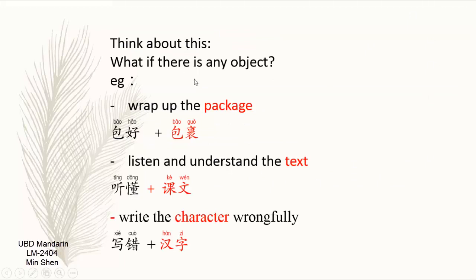Think about this. What if you want to use an object together with this kind of structure? For example, we already know how to say wrap it up well, 包好. What if we want to say wrap up the package? Next one, we already know how to say listen until you understand it. What if we want to say you listen to the text and you understand it? Write wrongfully. The action is writing, and the result is making wrong. What if you want to say you write characters, but the result is that all the characters are wrong?